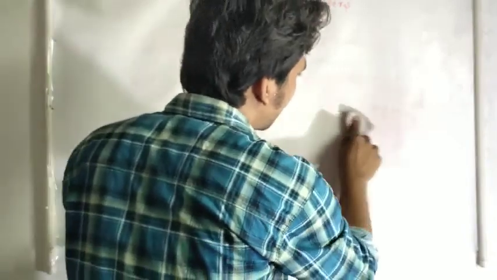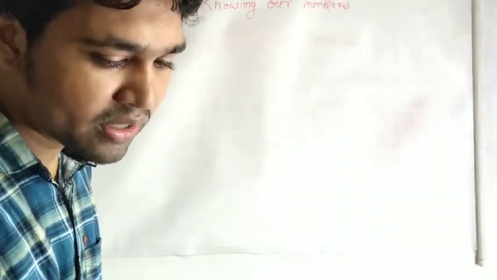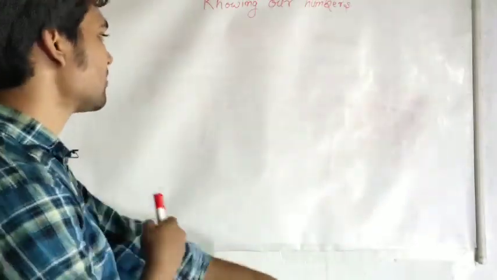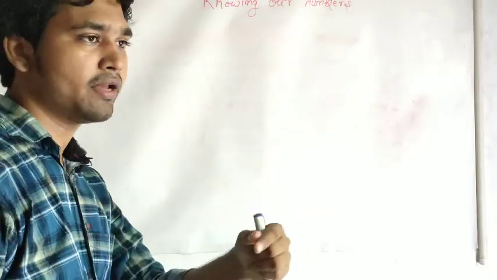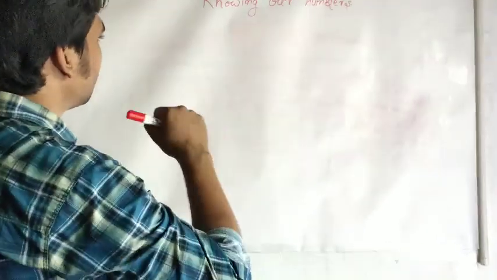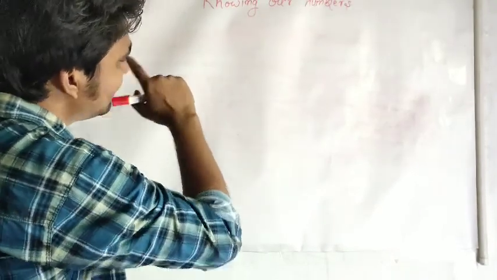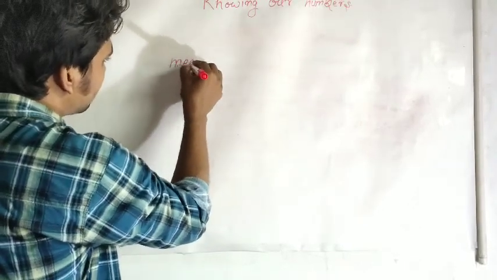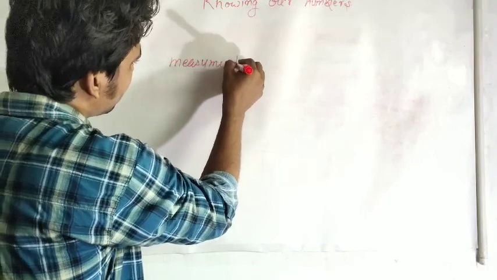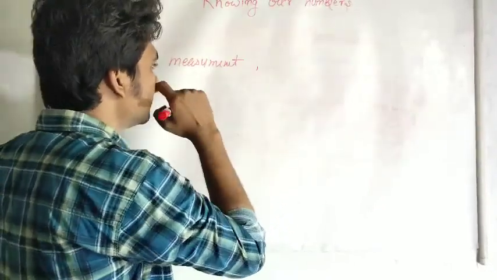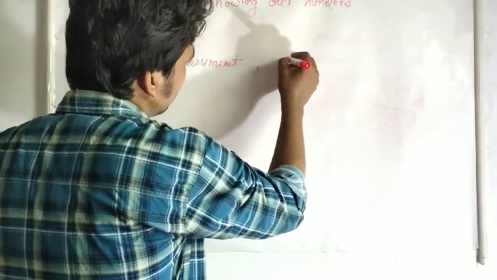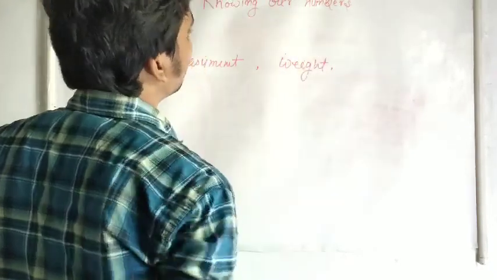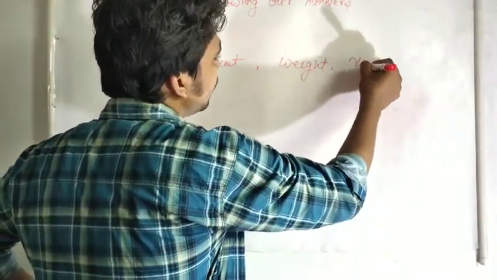So friends, in the theory part of this chapter, one part is left, that is common use of numbers. Friends, we use numbers in many ways in our daily life. So what kind of use of these numbers in our daily life? That is, we use numbers for measurement. We use these numbers for weight and volume also.